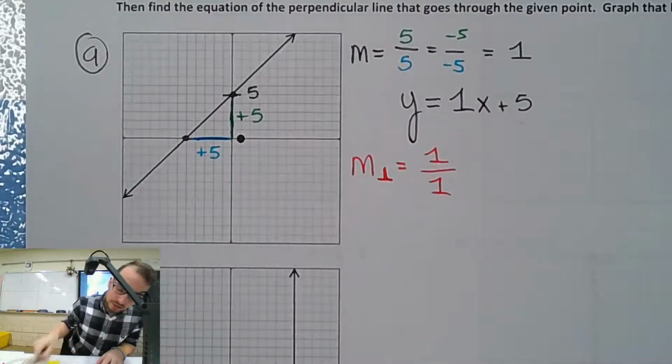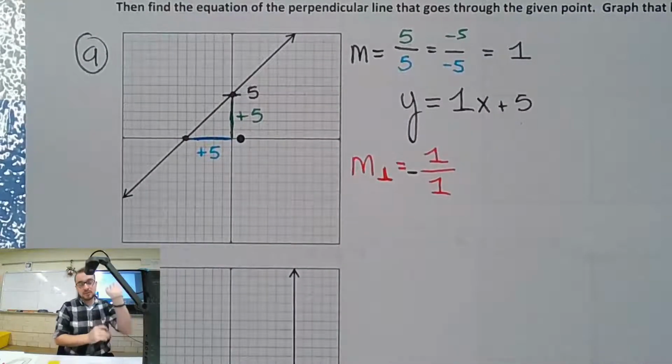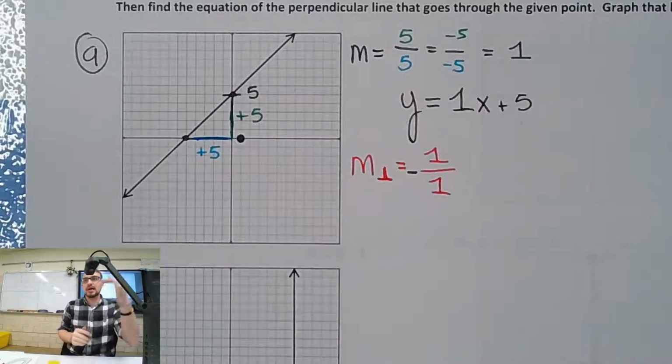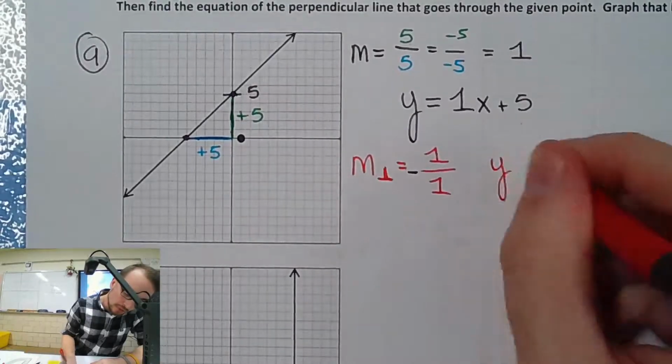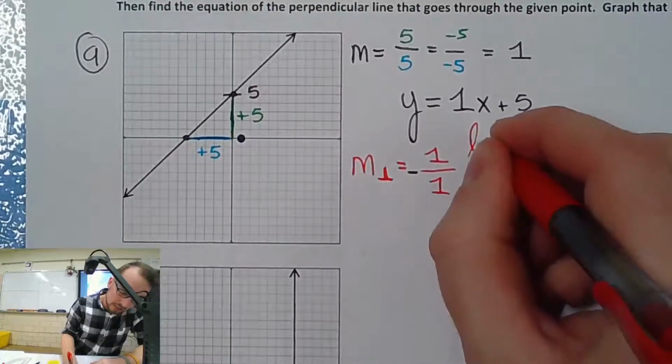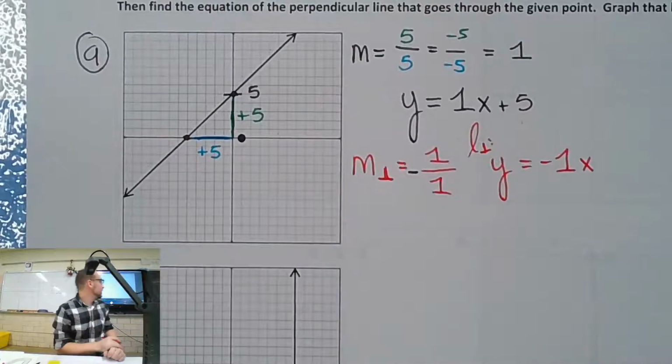So that's going to be a -1 over 1. I'm going to do that with a minus sign on the outside. Doesn't matter if you put it in the top or the bottom, just don't do it in both spots. Which means our equation for our perpendicular line is going to be y equals -1x. And now we need to find where the y-intercept would be.